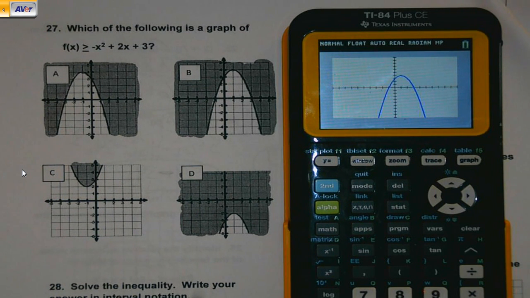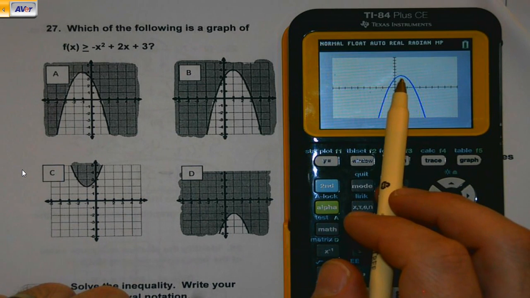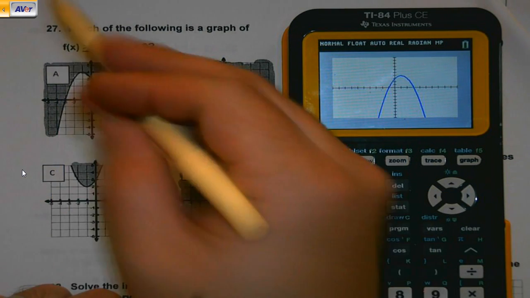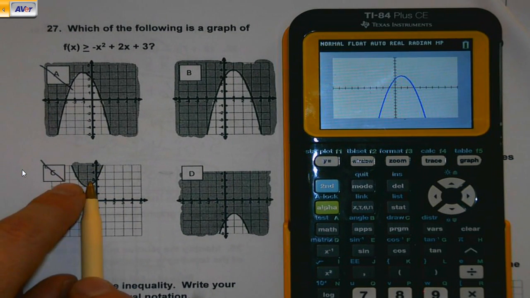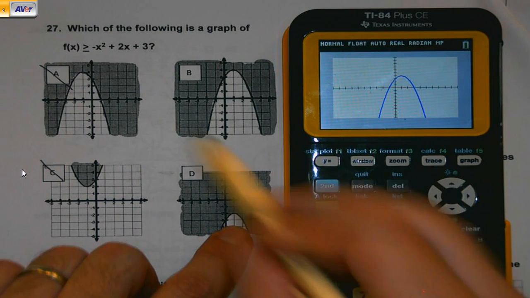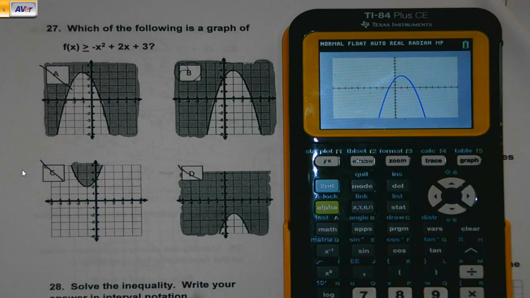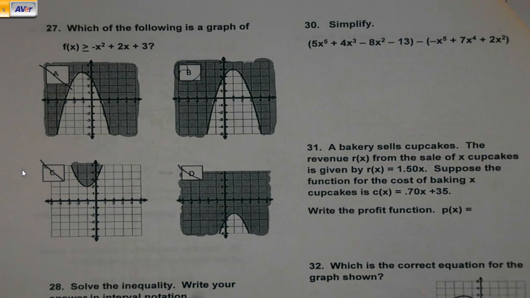So what do I notice? Well, my vertex looks to be up here in quadrant 1. That one's in quadrant 2. That one's in quadrant 2. And that one's even opening the wrong way. And then this one is opening in quadrant 4. Wasn't that fun? Okay? Keep it simple.